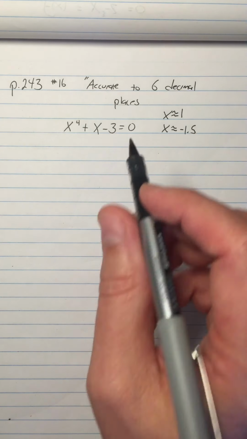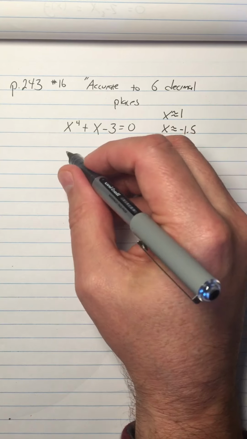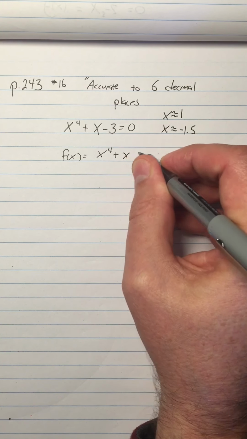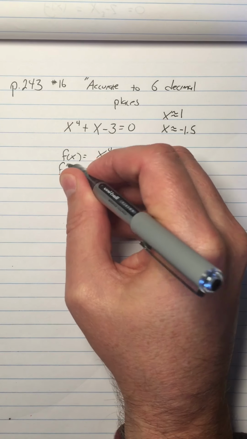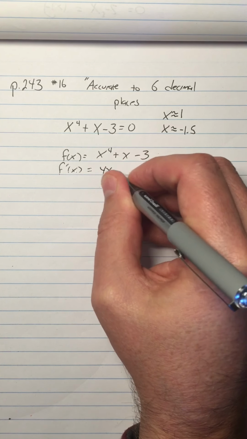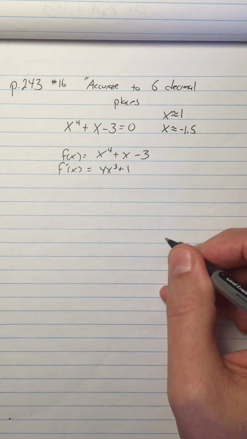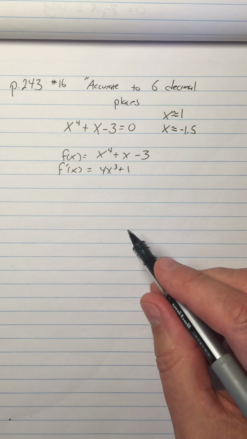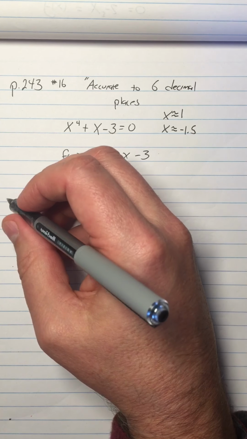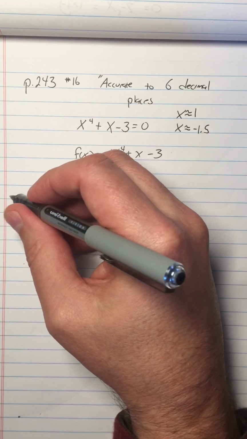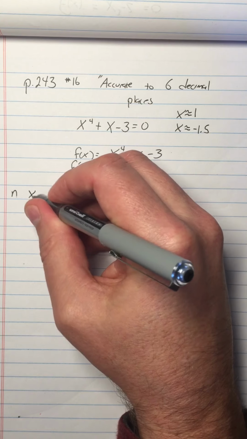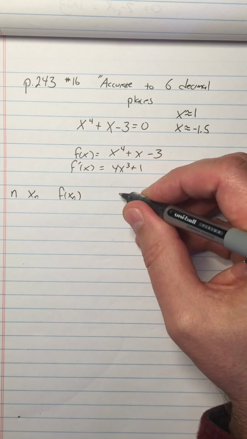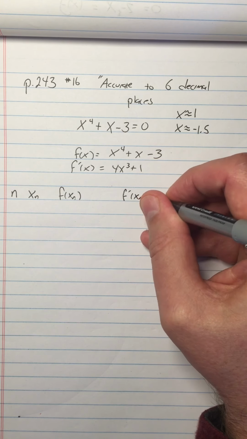All right, so what I want to be thinking of is that my f of x here is x fourth plus x minus 3, and my f prime of x is 4x cubed plus 1. And my formula, well, I'll write the formula as part of the chart. So I'm going to write a chart to sort of track everything. So we're going to look at what n is, and what x sub n is, and what f of x sub n is, and what f prime of x sub n is.